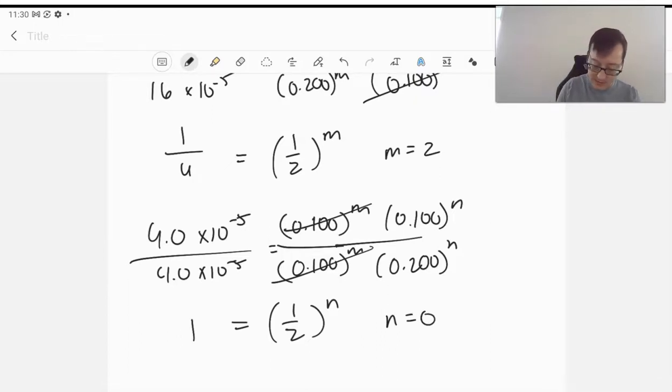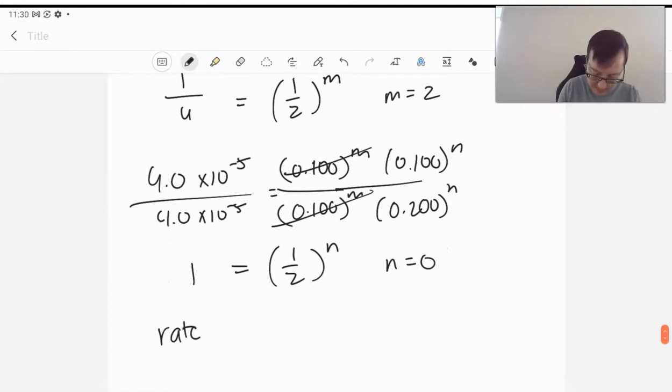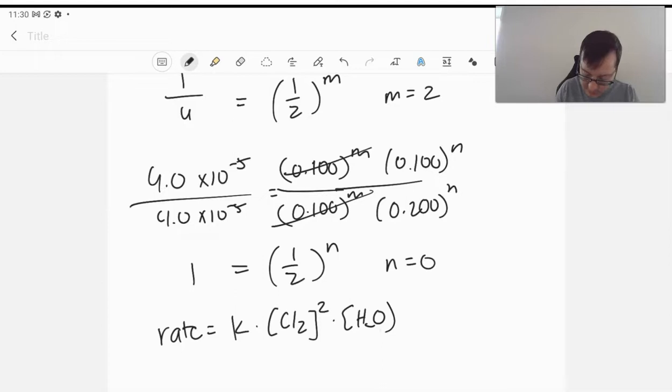So in fact, our rate law for this is going to be K times Cl2 squared times H2O to the 0 power, or better yet, we can just get rid of it. So our rate law is simply K Cl2 squared. So this reaction is second order in respect to chlorine, it's 0 order in respect to water, and it's second order overall.